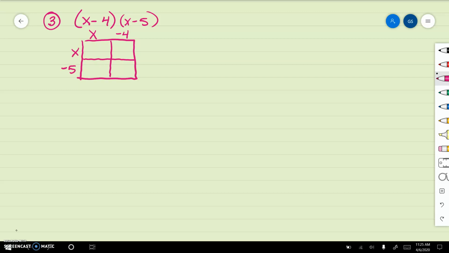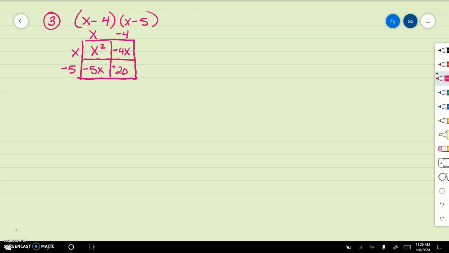So we do x times x, which is x squared. X times negative 4, that is negative 4x. Now negative 5 times x here on the bottom is negative 5x. And then here we're going to have negative 5 times negative 4. Or if you rather, negative 4 times negative 5. That is going to be, well, let's see. Negative times negative is positive. I'm even going to write a little positive in there. And 5 times 4 is 20.